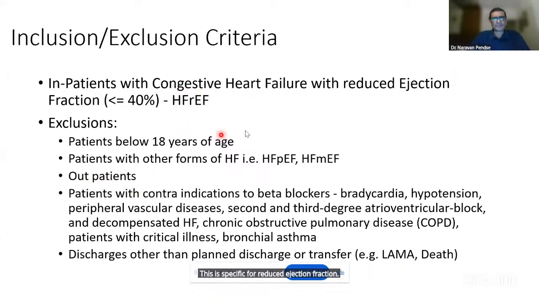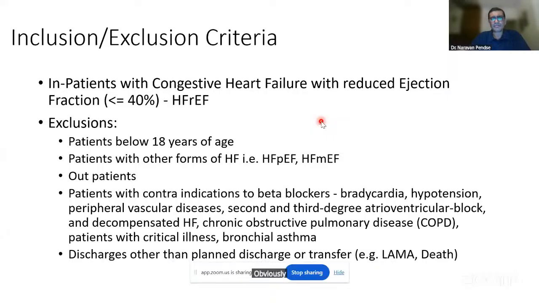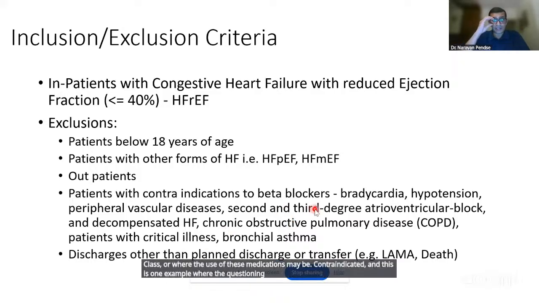Exclude outpatients, because it is at discharge that we are documenting whether the beta blocker has been advised or not. Obviously, for any medication, there can be people who are allergic to certain medication classes, or where the use of these medications may be contraindicated. And this is one example where the questioning of the clinician becomes important or unavoidable in that sense.